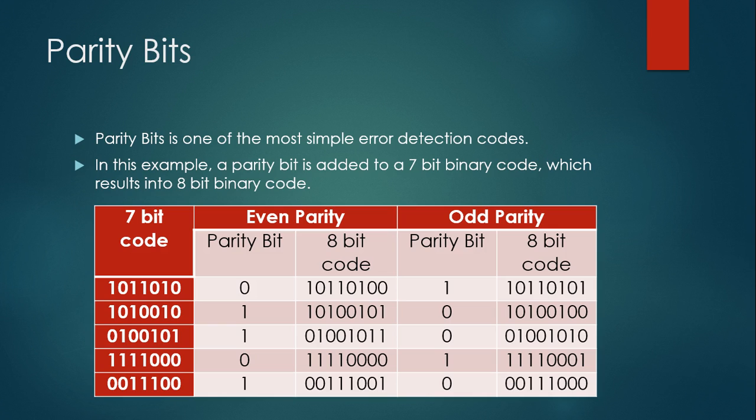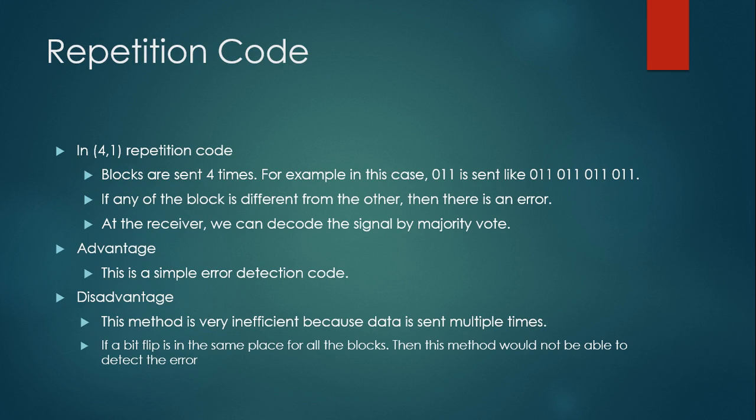The parity bit is one of the simplest error detection codes. In this example, a parity bit is added to a 7-bit binary number, which results in an 8-bit binary number. I'll give you an example with the first row, 10111010. The number of ones in this is even. So the parity bit in case of even parity is 0, and the parity bit in case of odd parity is 1, because we have to make the number of ones even in case of even parity and odd in case of odd parity. So we can put the parity bit as 0 or 1 in either of these cases.